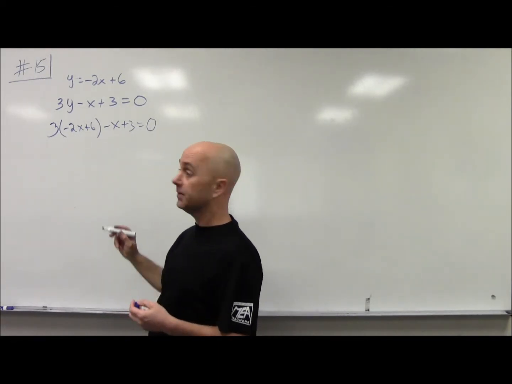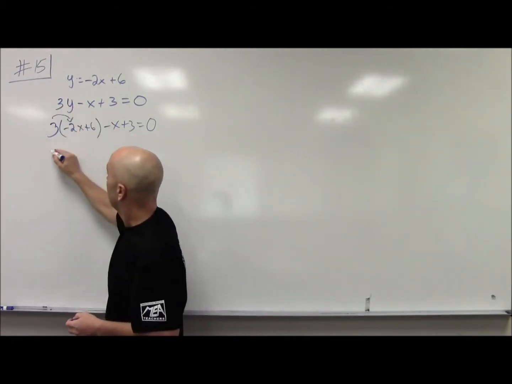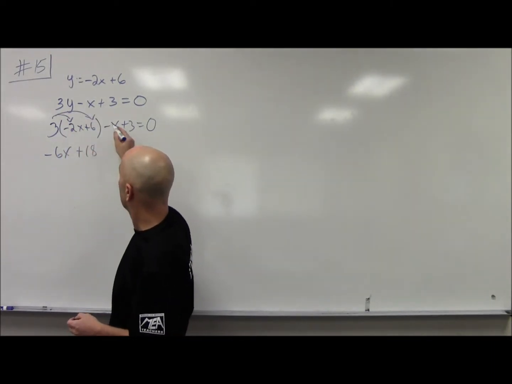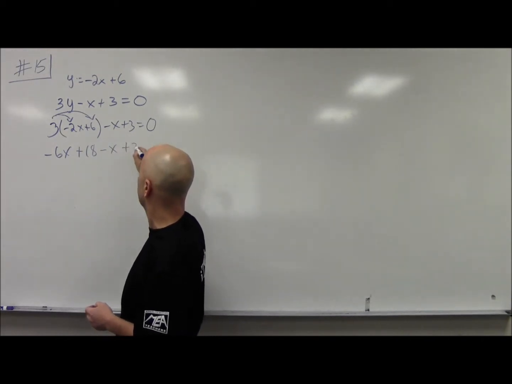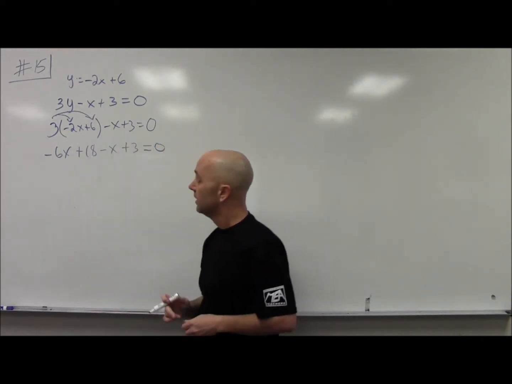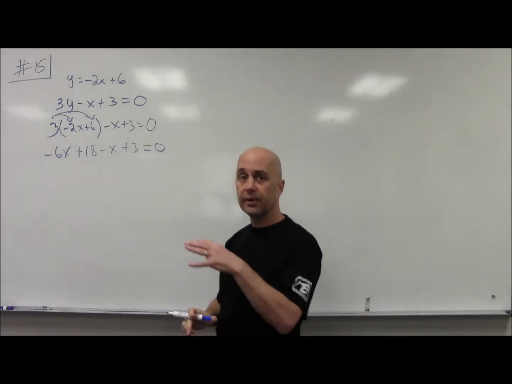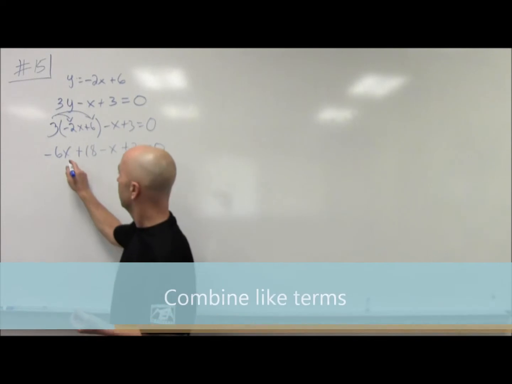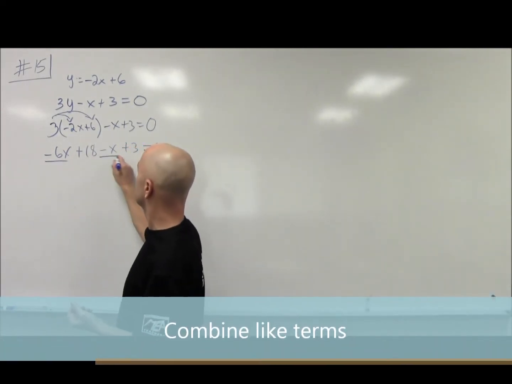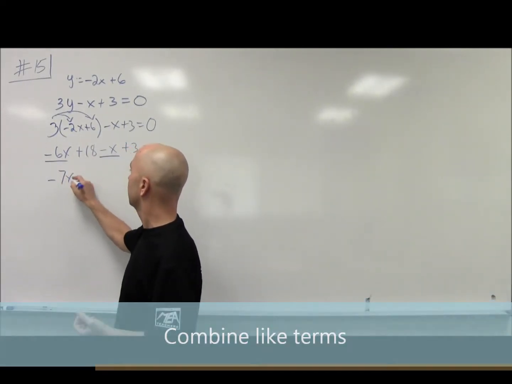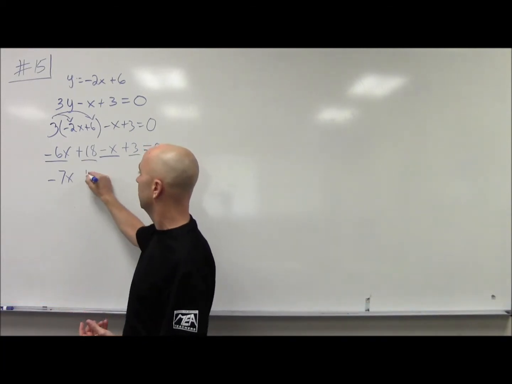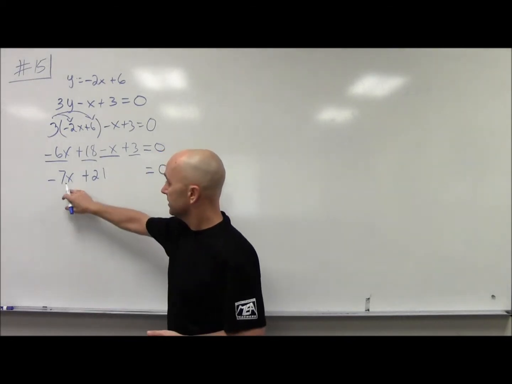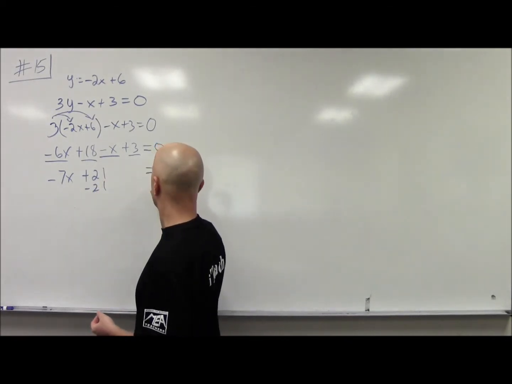So now I've got to distribute this 3, and I get negative 6x plus 18. Then I've still got to subtract x and add 3 to equal 0. I've got kind of complicated stuff over here, but I've got one variable. I've only got x. So now I combine like terms. And if I combine a negative 6x, subtract x, I get negative 7x. And if I take an 18 and a 3, I get 21. Still equals 0. Now to get x by itself, I'm going to subtract 21 from both sides.